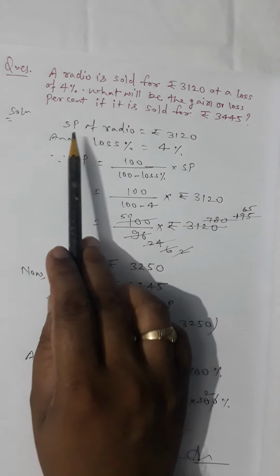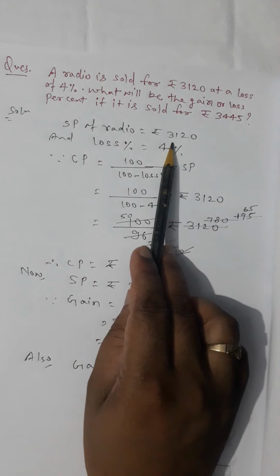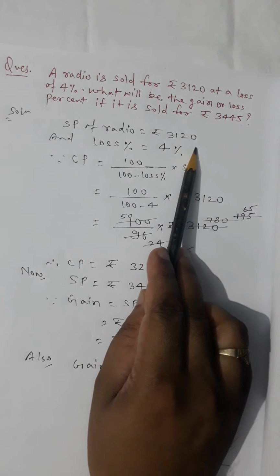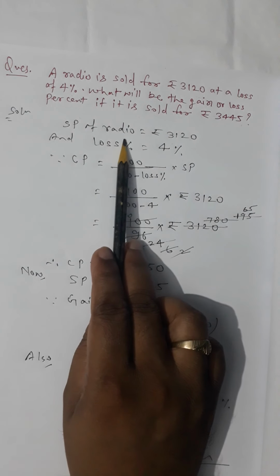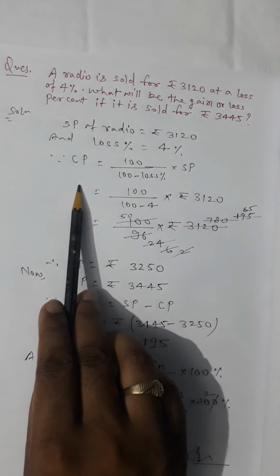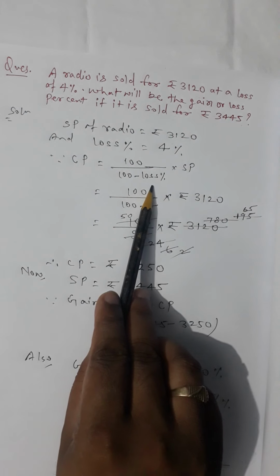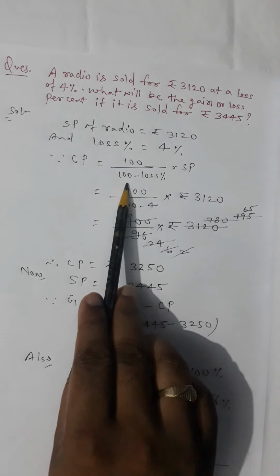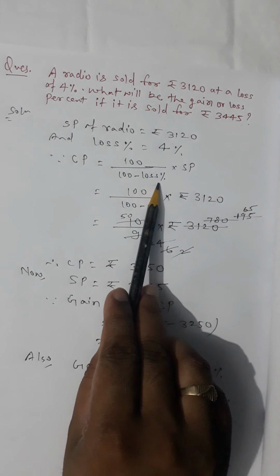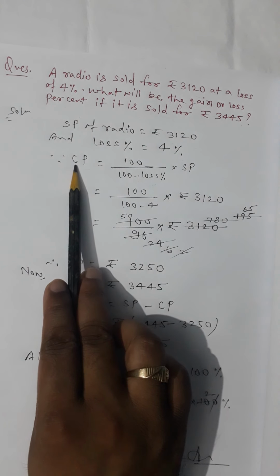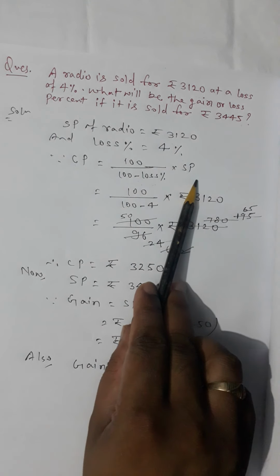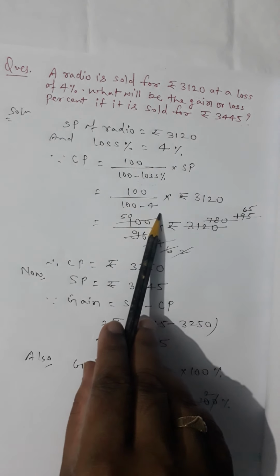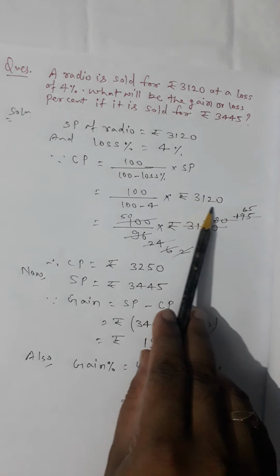Now in the first case, SP of the radio is given, rupees 3120, and the loss percent is 4%, given. So first of all, find out the CP of this radio. So CP, we know the formula in case of loss percent. Okay, so CP equals 100 by 100 minus loss percent, which always comes with a minus sign, and CP means the score. As a denominator we write gain percent or loss percent. Okay, so 100 by 100 minus loss percent, into SP. Now putting the value, 100 by 100 minus 4 into rupees 3120.